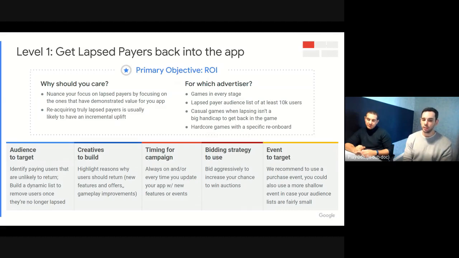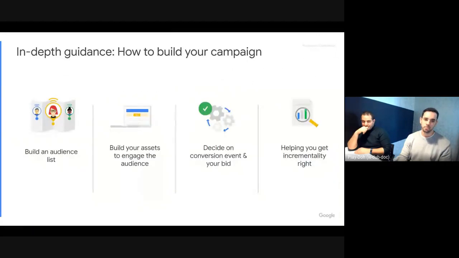In terms of creative, it's very similar: try to give a reason to come back. If there is a special offer that you can promote for that payer in order to incentivize them to come back, try to do that. But these are the two types of campaigns that are, let's say, the easiest to onboard, and also the easiest to understand the value of, because these are users that are no longer active, and you get them back in. So that is an incremental use case. Now we can talk about how to build your audience list.